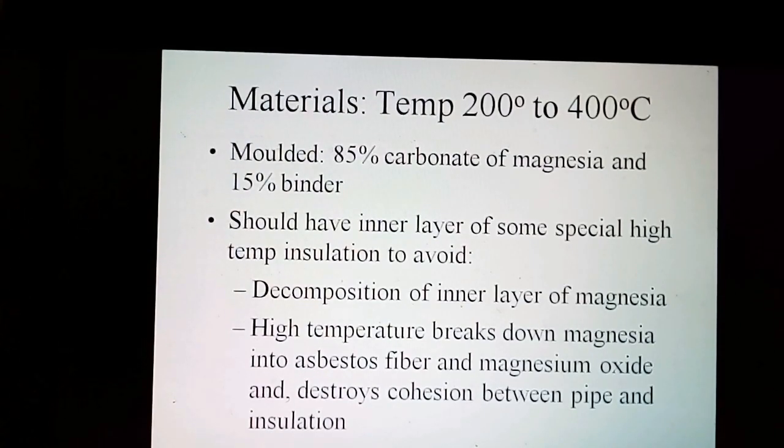A very common and effective insulation for temperatures up to 400 degrees centigrade is the molded 85% magnesia, which comprises 85% carbonate of magnesia and 15% binder. The insulation used for higher temperatures should have interlayers of special high-temperature insulation, as high temperature decomposes the inner layers of magnesia. High temperature breaks down the magnesia into asbestos fiber and magnesium oxide, and therefore destroys cohesion between the pipe and insulation.